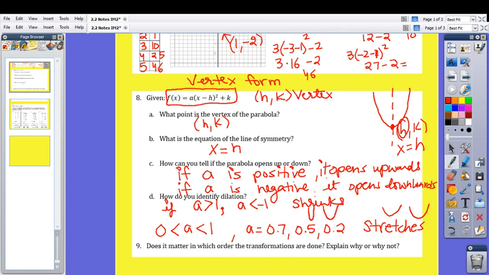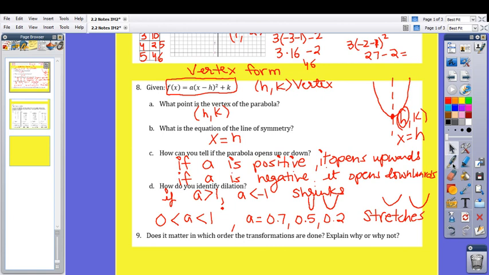Then, does it matter in which order the transformations are done? Why or why not? What it is asking is, when you are moving it up or down, does it matter if you are moving it right first and then up or down, or left first then up and down? I would say no, it doesn't matter. Okay. So, this is our 2.2 notes.